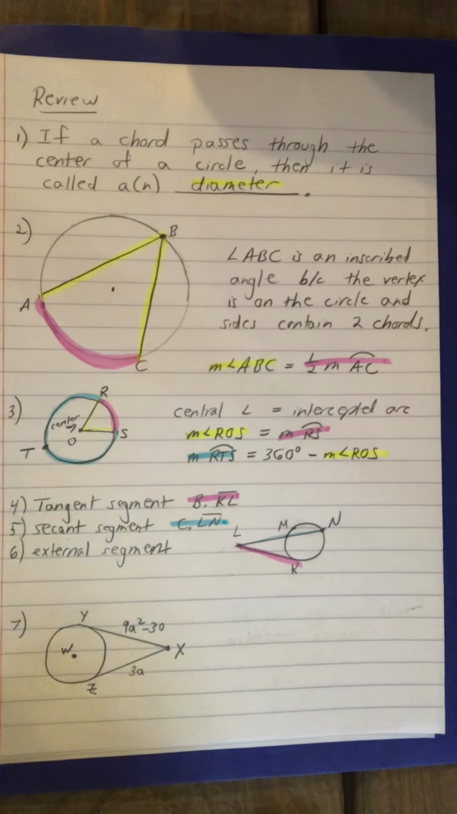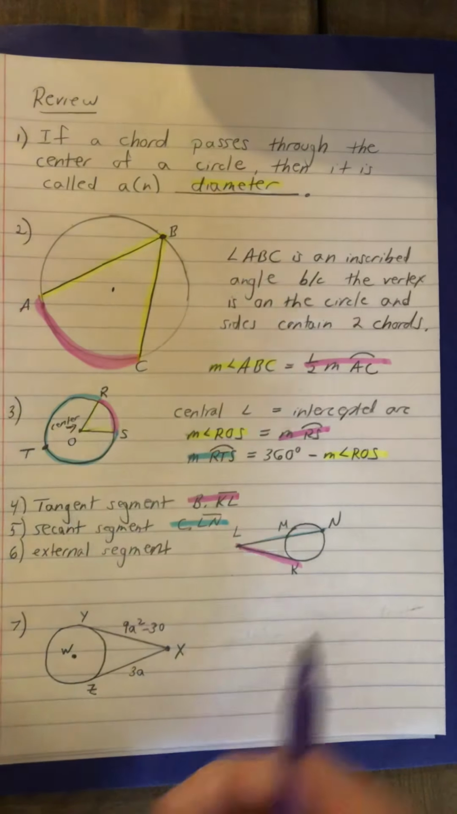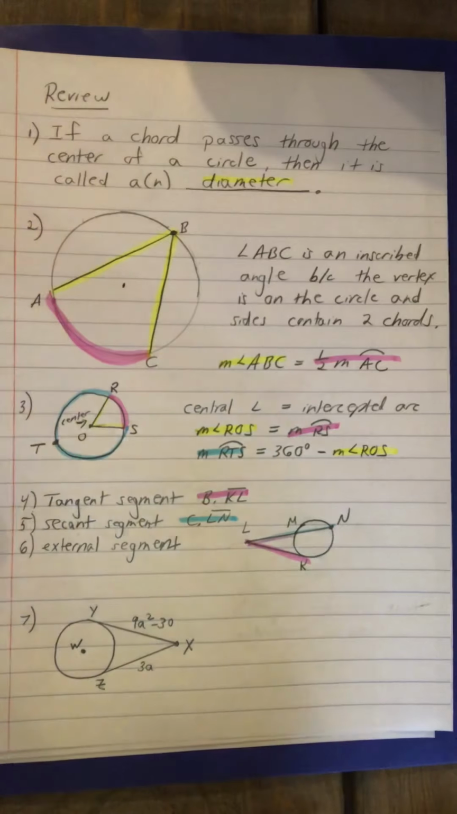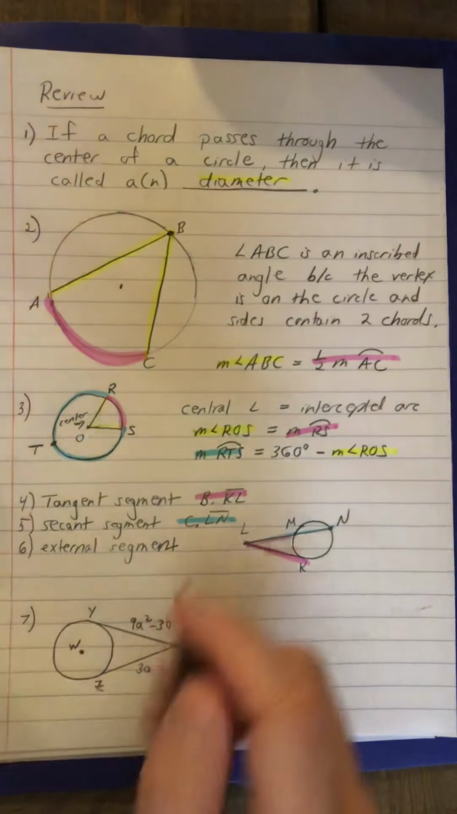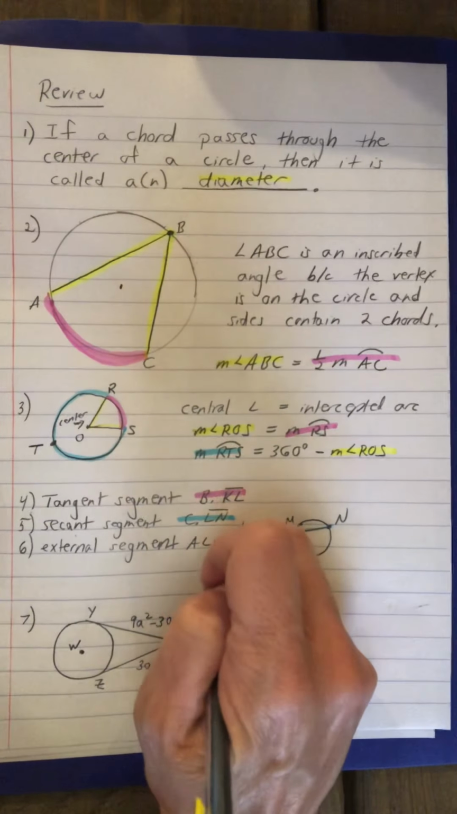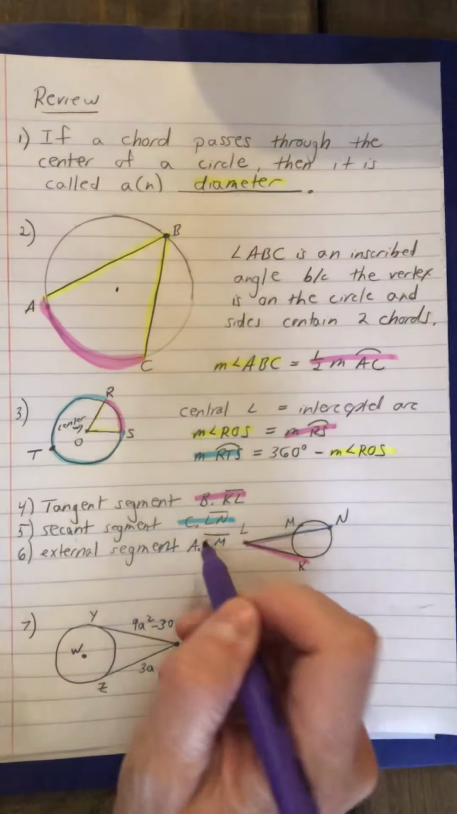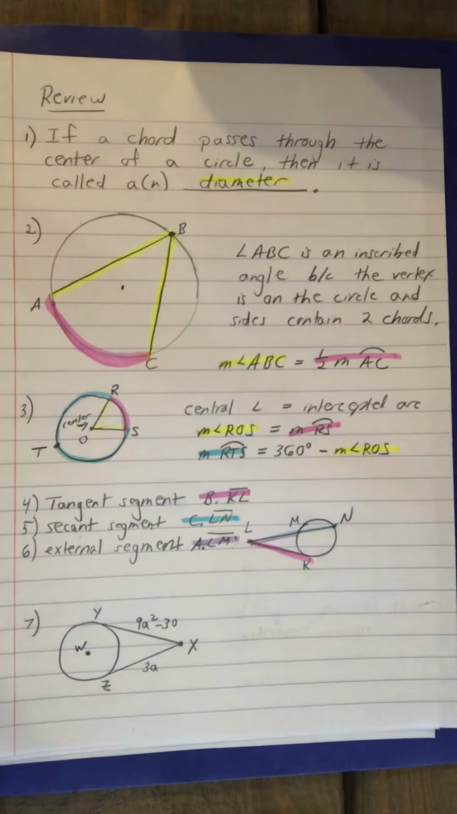Now, external segment. The word external means outside the circle. So when I think of an external segment, it's just the part of the segment that's outside the circle. So in this case, it would have just been LM. So in that case, A, which is LM, would have been my external segment. Because remember, external means outside. All right? Just so we're on the same page there.